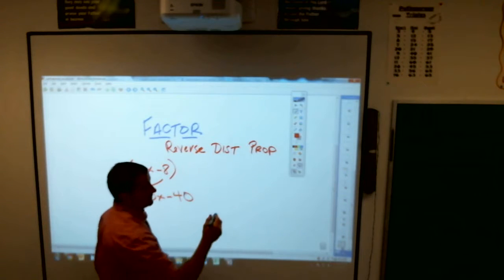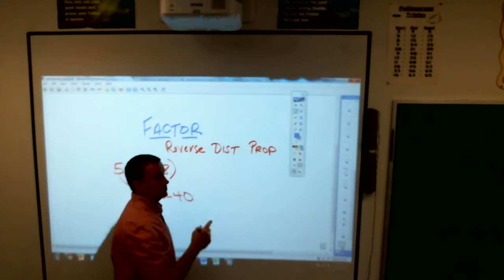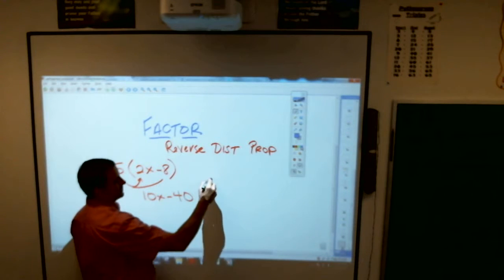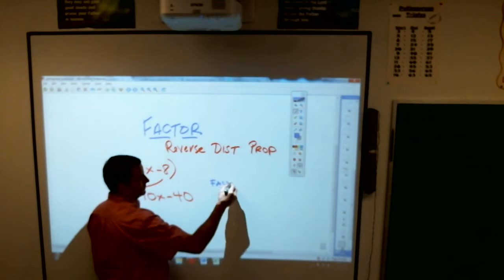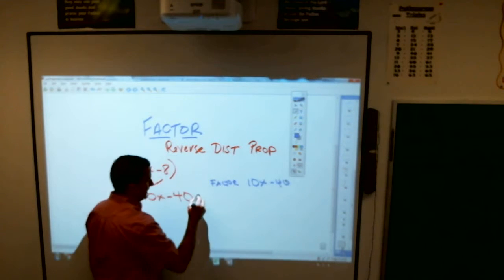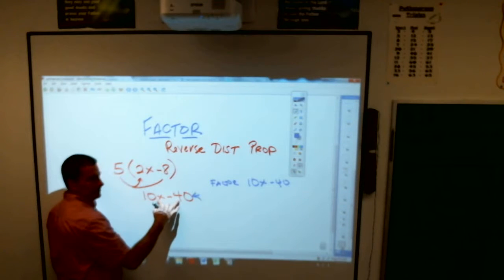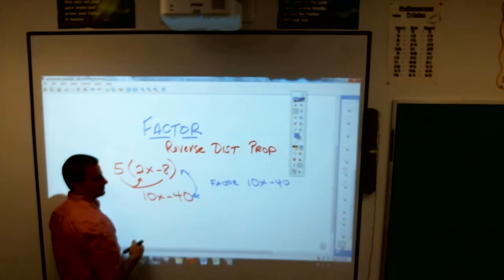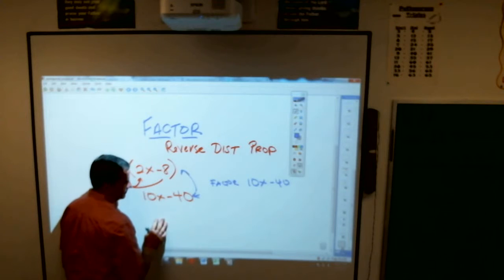Factoring is the same thing, except you're starting at the end and going back to the beginning. In other words, the directions will say this: factor 10x minus 40, which was my answer here. I need to go from this and end up with this. Okay? Which means, well, I should have done this a little differently.